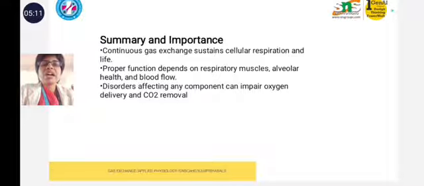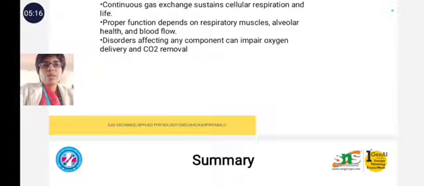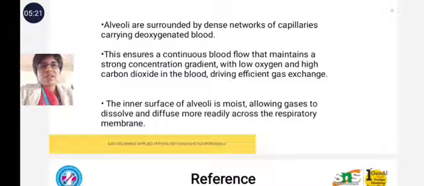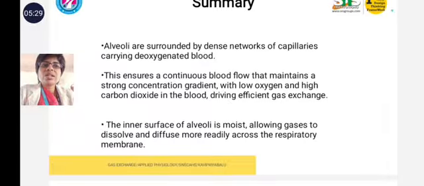Disorders may affect components such as air, oxygen delivery and carbon dioxide removal. The alveolus is surrounded by a dense network of capillaries carrying deoxygenated blood. This ensures continuous blood flow that maintains a strong concentration gradient, with low oxygen and high carbon dioxide levels in blood, driving efficient gas exchange. And the inner surface of the alveoli is moist, allowing the gas to dissolve and diffuse more readily across the respiratory membrane. Thank you all.